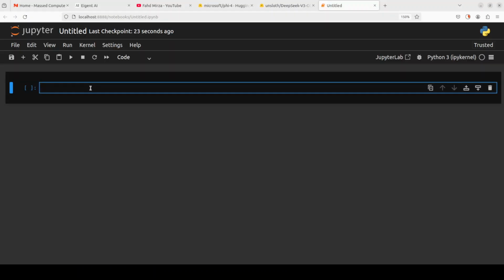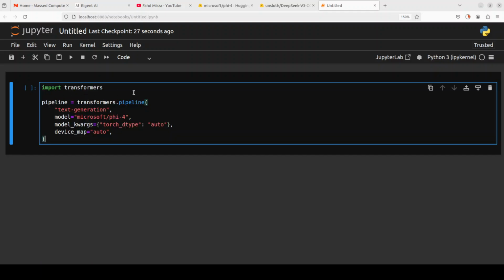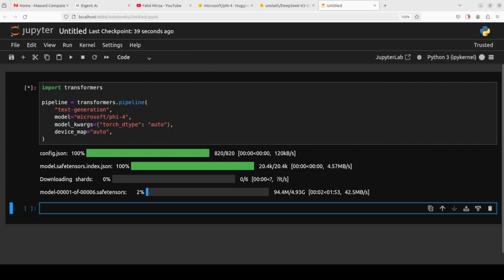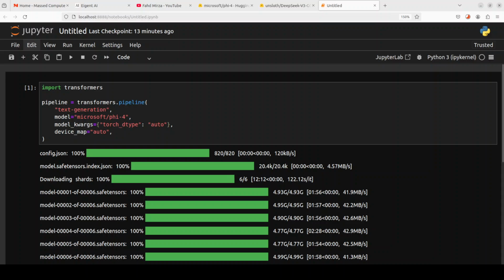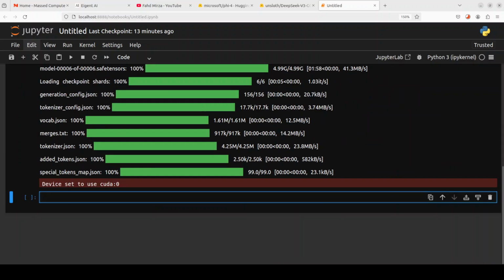Okay, so now let's import the model, and then after importing these transformers, I'm just using this pipeline to download this Phi-4 model. And the model is being downloaded. There are 6 shards of it. So let's wait for it. The model is loaded, as you can see. Let's try to do the inference.